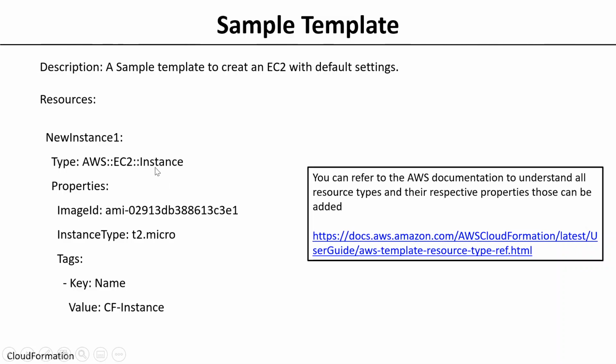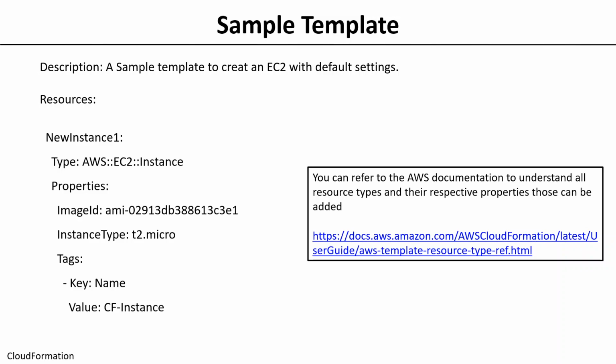Then this particular instance should have properties, the image ID. I want to create this EC2 based on this image ID. The type of the instance is t2 micro. I think these are the two least things that I can supply when I'm creating the EC2. And the third one is I will also supply the tag name associated with this instance. So this is the most basic EC2 that I'm creating with all the default settings on the default VPC.